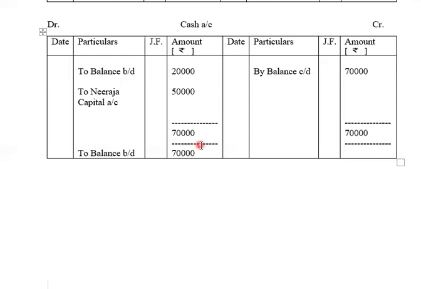So on both the sides we'll be writing the total as 70,000. In order to make it equal to 70,000 we'll be balancing it as by balance carried down 70,000. The same will be brought down on opposite side as to balance brought down 70,000.